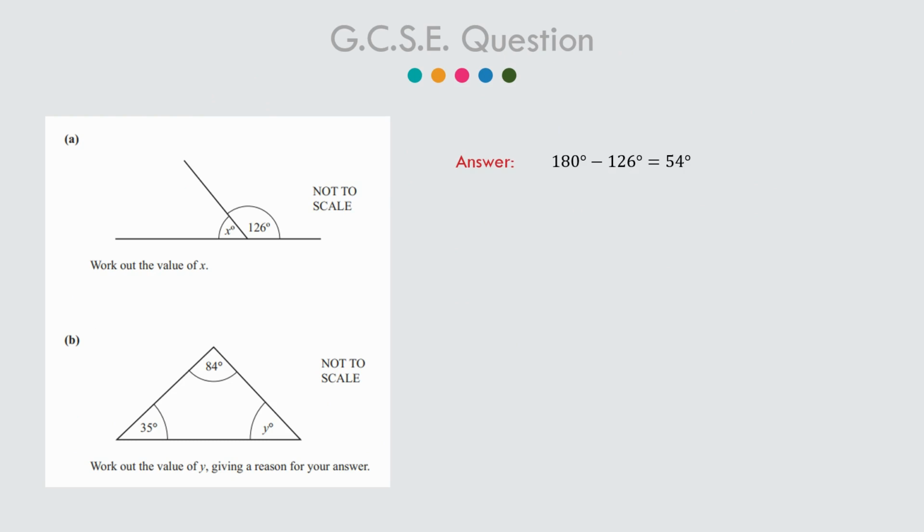In Part B, we need to work out the value of y and give a reason for our answer. We know that the angles inside a triangle add up to 180 degrees. So, if we add up the angles we know and then subtract from 180 degrees, this will tell us the value of the missing angle. Our answer is 61 degrees.